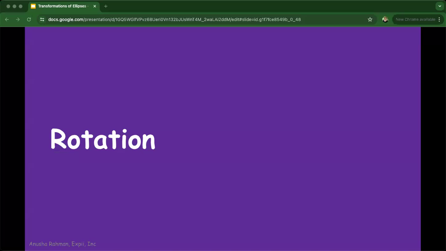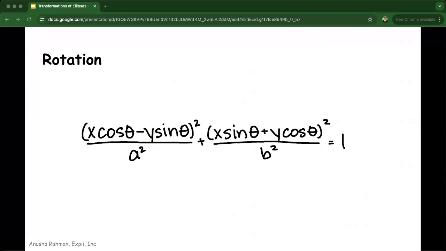The last transformation we will talk about is rotation. Rotation involves changing the orientation of the ellipse. We can rotate an ellipse by rotating each point on the ellipse by a certain angle about the origin or any other point. The equation of a rotated ellipse can be written as (x cosine theta minus y sine theta) squared all over a squared plus (x sine theta plus y cosine theta) squared all over b squared equals 1. Theta here is the angle of rotation.